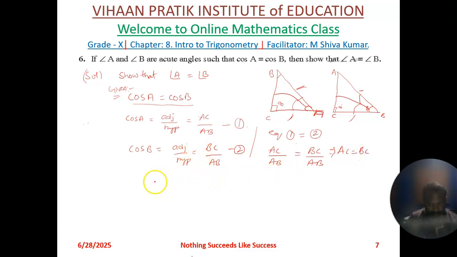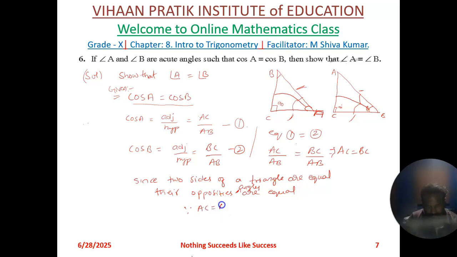Solution is straightforward. Since two sides of a triangle are equal, their opposite angles are equal. Finish.